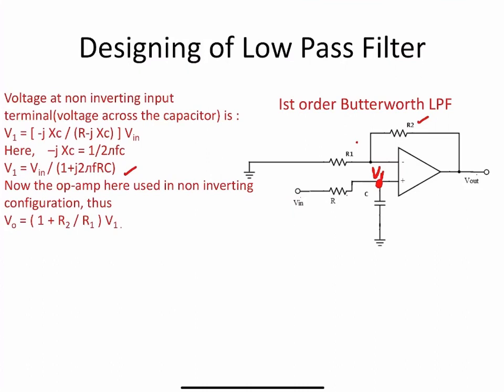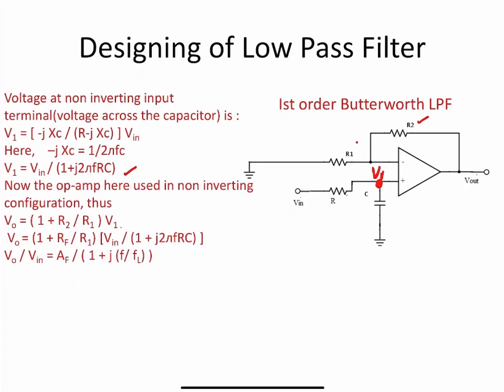Now put the value of V1 in this equation. V1 is this, in terms of input voltage Vin. V0 will be 1 plus RF by R1 into Vin over 1 plus j2πfRC. Then find V0 by Vin. That will be AF. AF is the passband gain of the filter. That is 1 plus RF over R1.